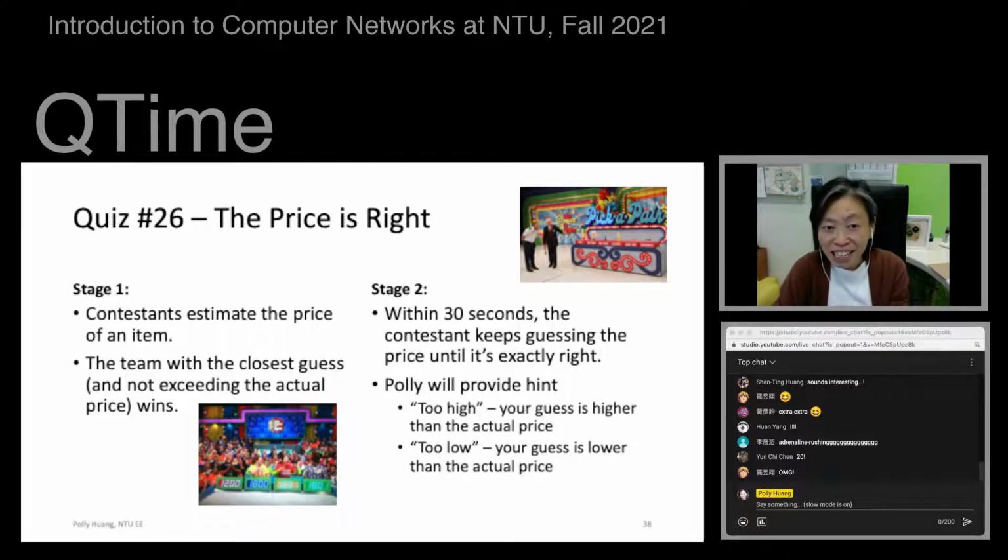By participating in this quiz, you would know why TCP adjusts the sending rate that way.